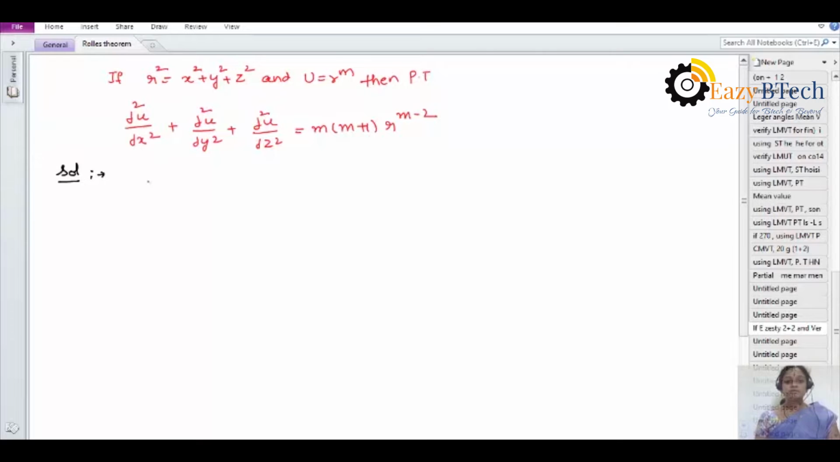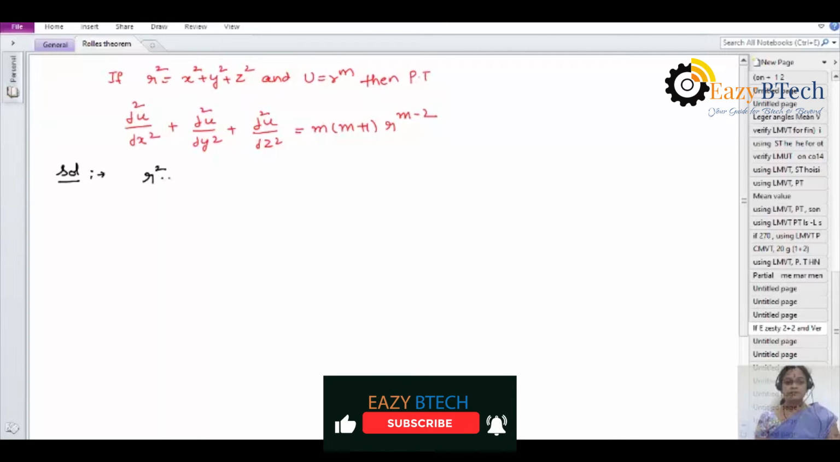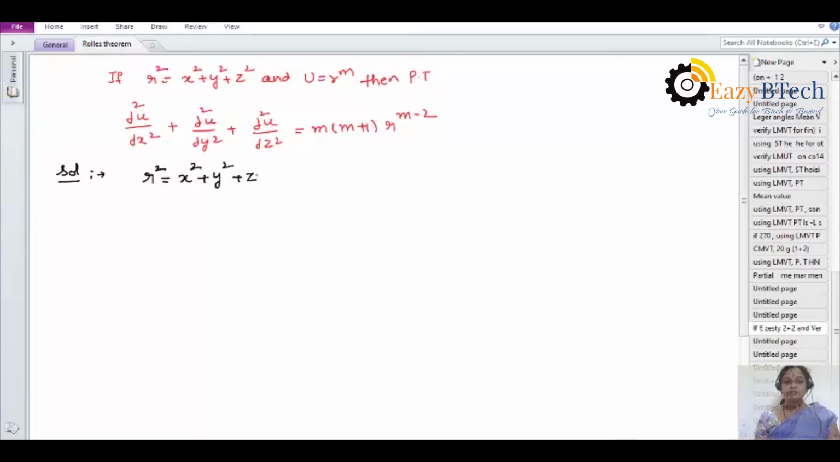Okay, so two functions were given in the question. At first I am choosing the first function, that is r square. Then the r square value is x square plus y square plus z square. Make it equation 1. Then doing partial differentiation of equation 1 with respect to x.